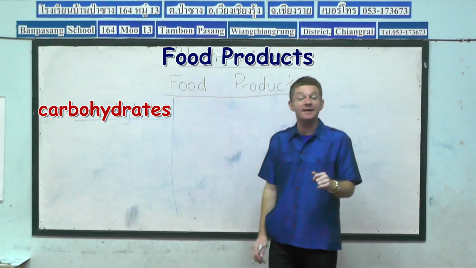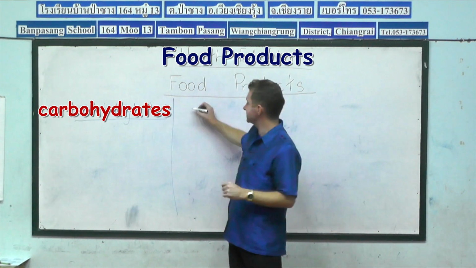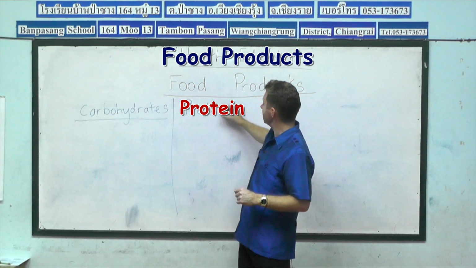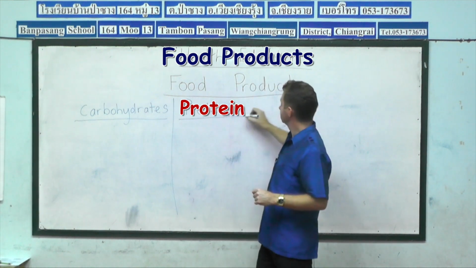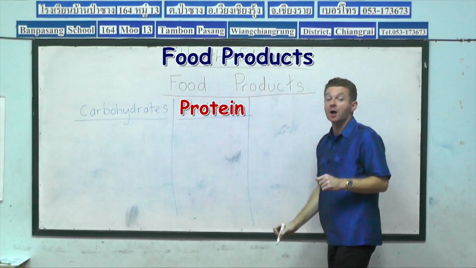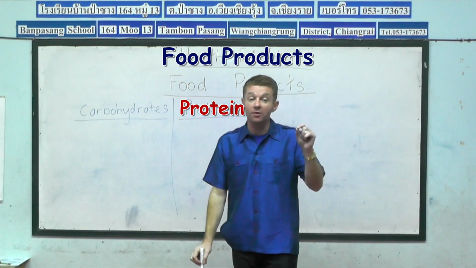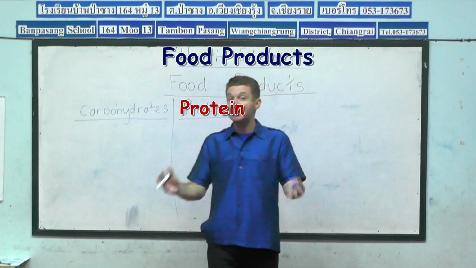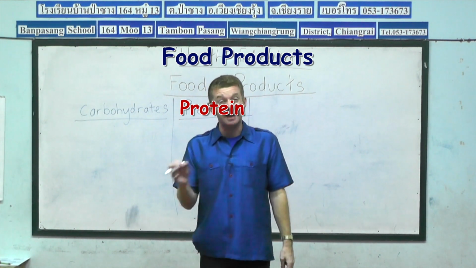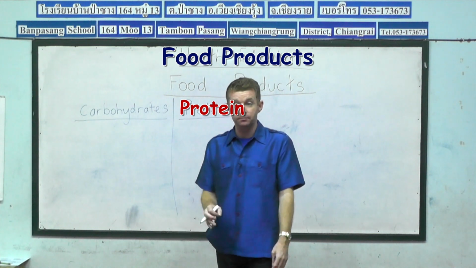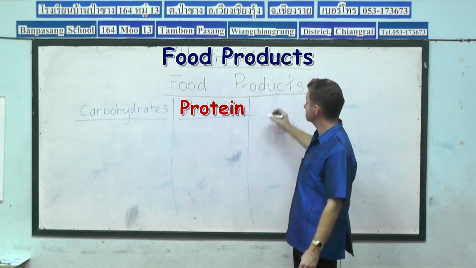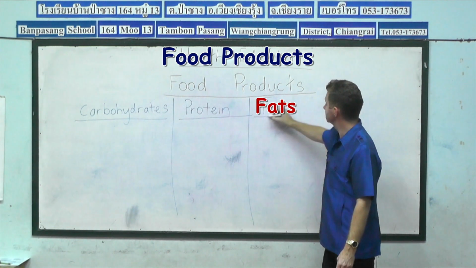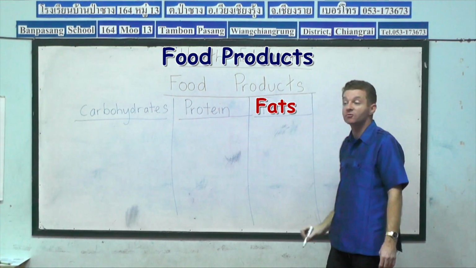Another one beginning with P. Protein, yes, we have protein too. P-R-O-T-E-I-N. And then something else that our body needs, not too much of, but our body does need it. Fats, yes. People usually think of fats as a negative thing, and fats can be negative if we eat too much of them. But our body does need some fats. F-A-T-S.